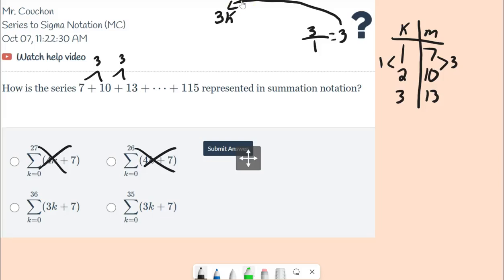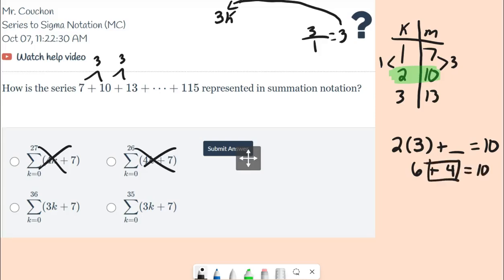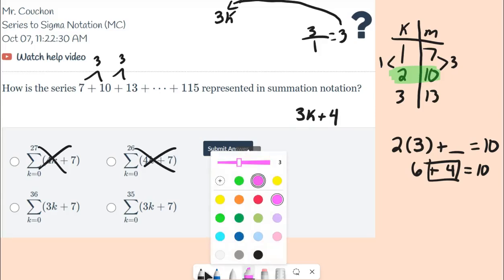So then we might apply that right here and say, oh, we've got to multiply 2 by 3, add something, and you're going to get to 10. Well, 2 times 3 is 6, and that would be plus 4 equals 10. So, based on what we did last time, you might say, okay, I'm looking for 3k plus 4, which is not there. But notice something different.